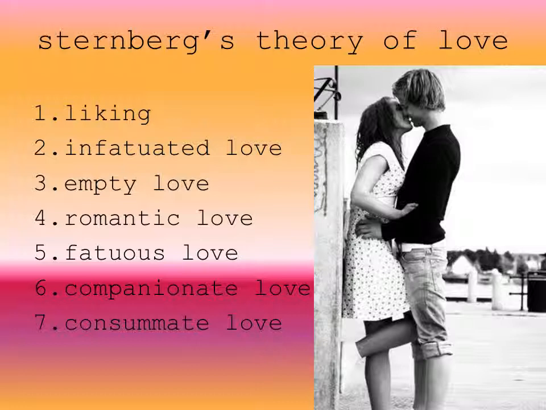And then the ideal love, consummate love, contains all 3. He says many people strive for this, but very few actually achieve it. And even if it is achieved, maintaining it over the long term is difficult because most forms of love turn to companionate love over time.